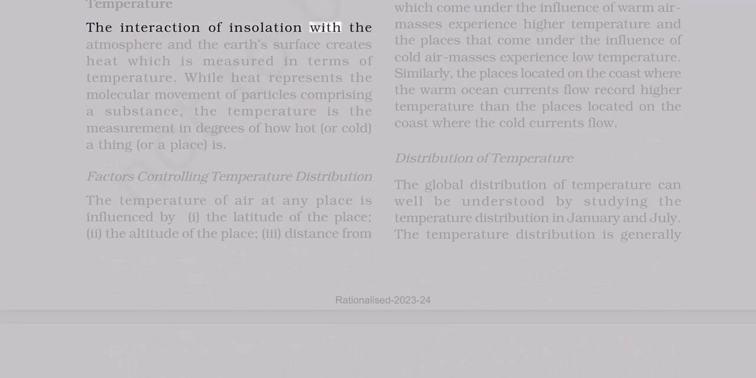The interaction of insolation with the atmosphere and the Earth's surface creates heat, which is measured in terms of temperature. While heat represents the molecular movement of particles comprising a substance, the temperature is the measurement in degrees of how hot or cold a thing or a place is. Factors controlling temperature distribution: the temperature of air at any place is influenced by 1, the latitude of the place, 2, the altitude of the place, 3, distance from the sea.